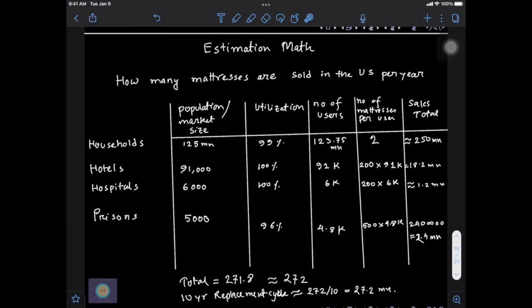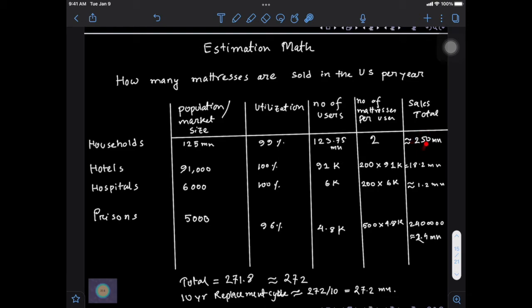Similarly, I've also assumed 200 hospital beds in each hospital on average. So that's 1.2 million mattresses for hospitals. And likewise, I have assumed 500 beds in each prison. That gives me around 2.4 million mattresses in prisons in total. Now definitely there can be another category, like an others category, for other types of businesses or users. We can add that, but let's complete the calculation.